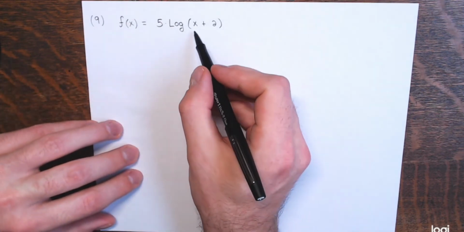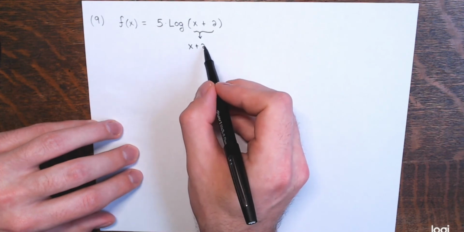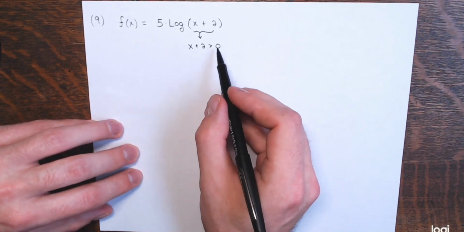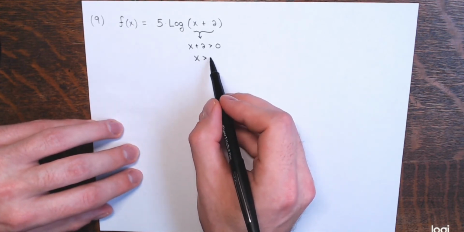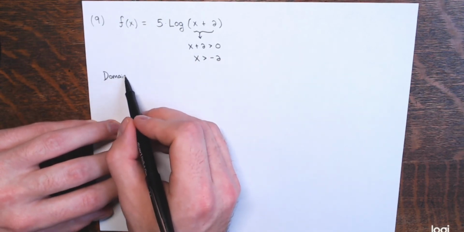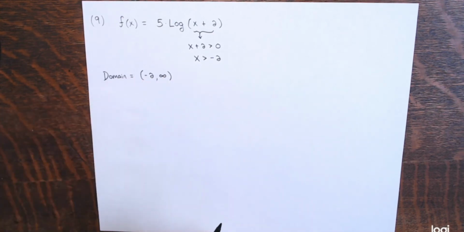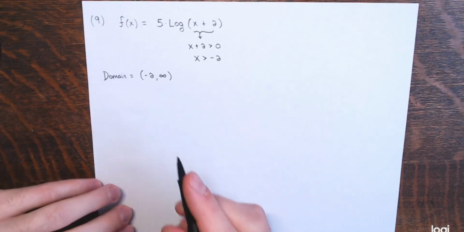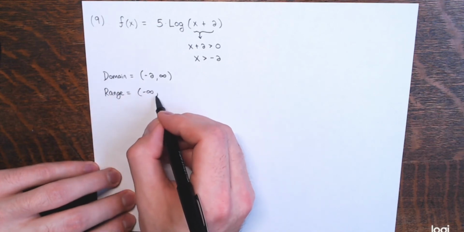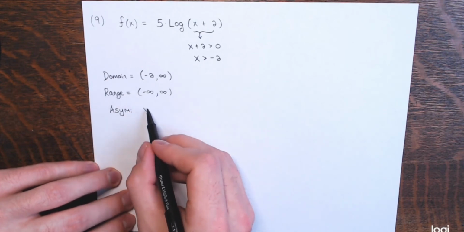So remember here, the expression inside the logarithm has to be positive. I'm solving this inequality. X plus 2 has to be greater than 0, meaning that x has to be greater than negative 2. So there's my domain. It's all the values greater than negative 2. So everything from negative 2 to infinity, but not including negative 2. Range is still all real numbers for all of these logarithmic functions. And now this time the vertical asymptote would be at x equals negative 2.